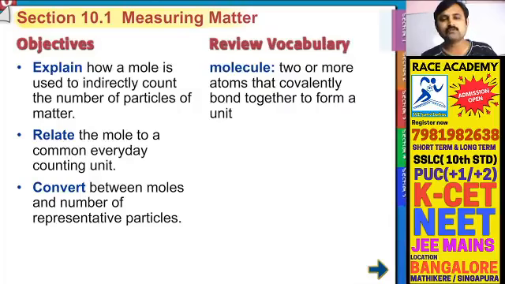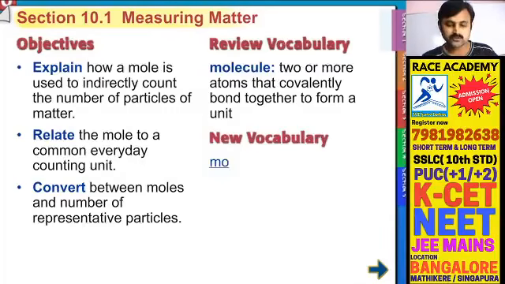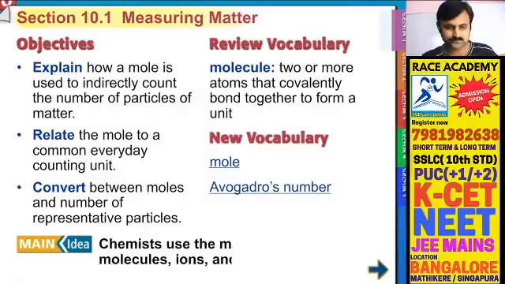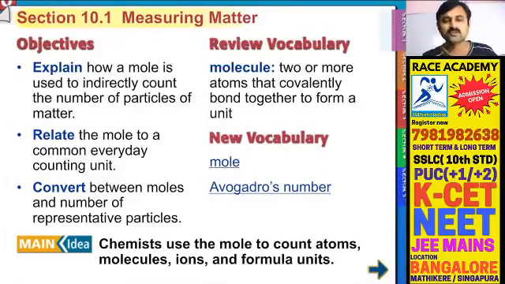In the review of the vocabulary, a molecule is two or more atoms that are covalently bonded together to form a unit. New vocabulary: mole and Avogadro number. The main idea is that chemists use the mole to count atoms, molecules, ions and formula units.